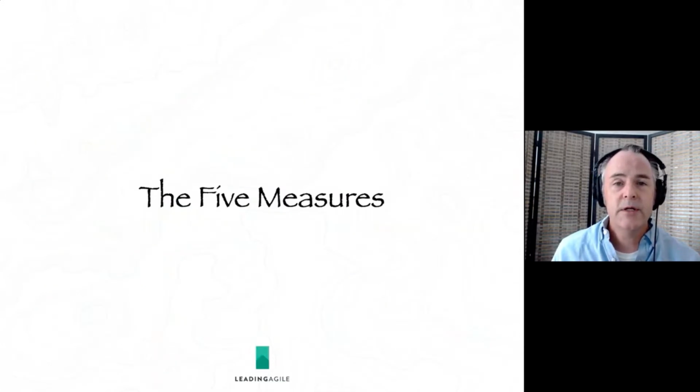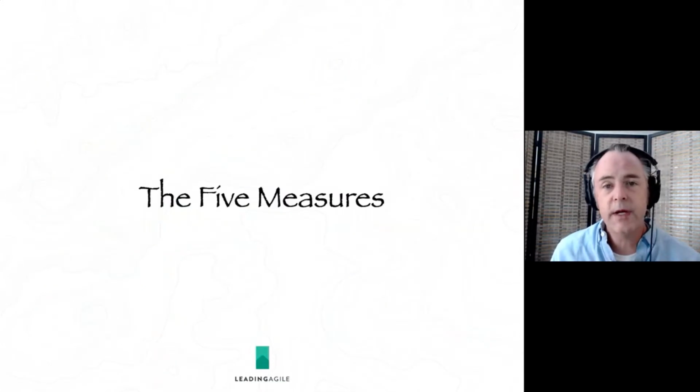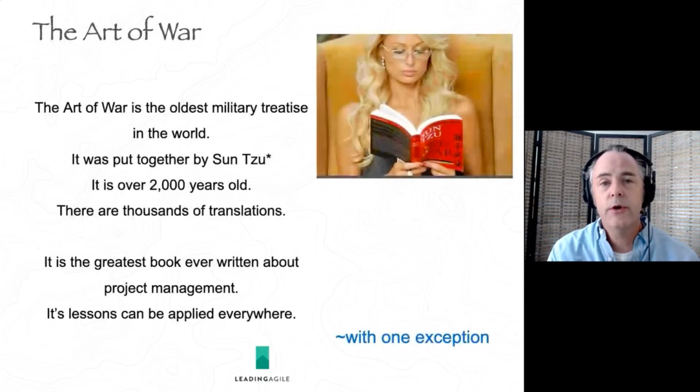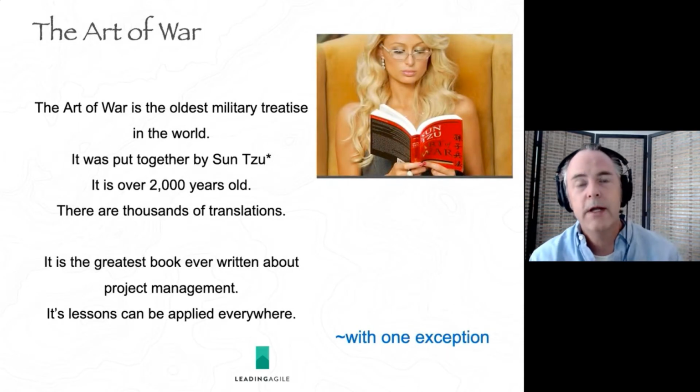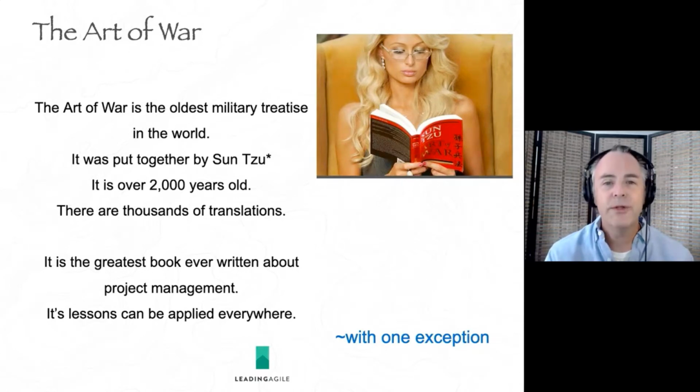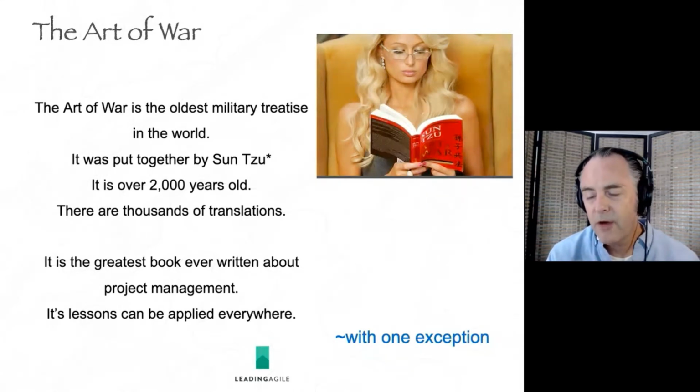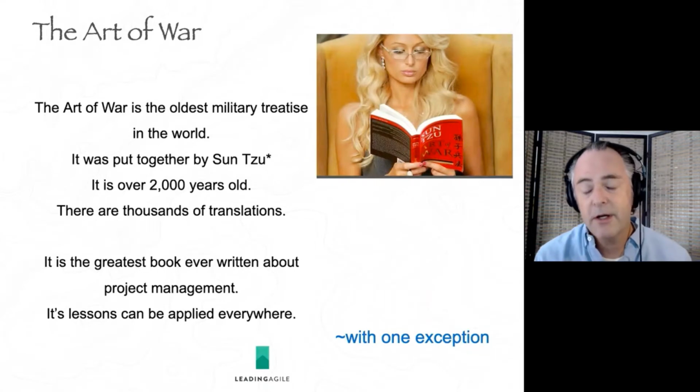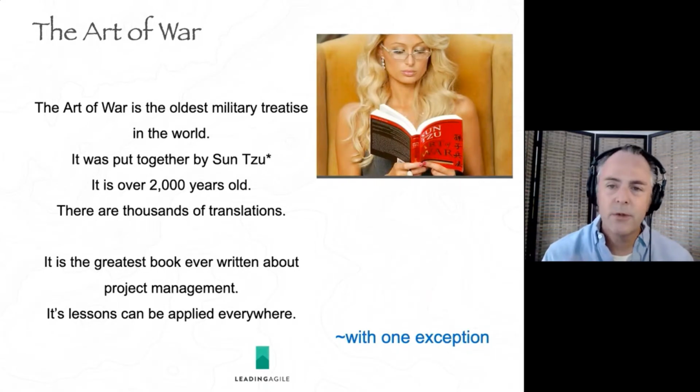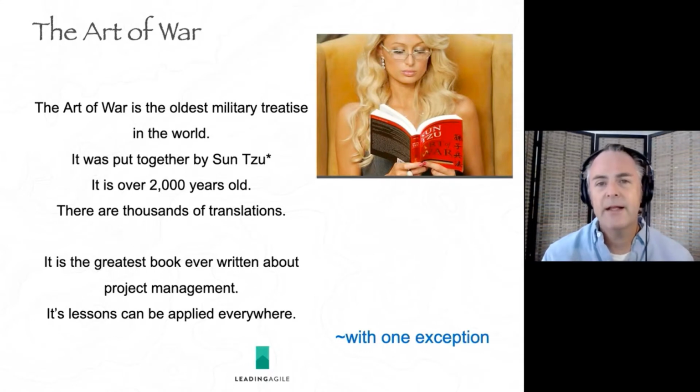So we're going to talk about the 5 measures. This is a tool that I built from a book called The Art of War. If you're not familiar with The Art of War, it is really old. It's over 2,000 years old. If you look it up on Amazon, you're going to see a couple thousand translations of it. It is often attributed to a person named Sun Tzu, though there is some historical debate about whether that's actually a person or a group of people that put this together. It's a military theory book, and it's been studied forever.